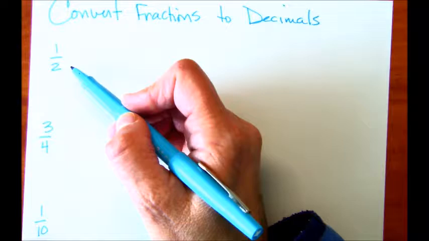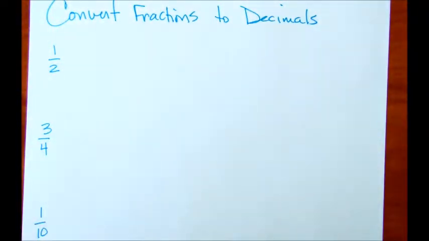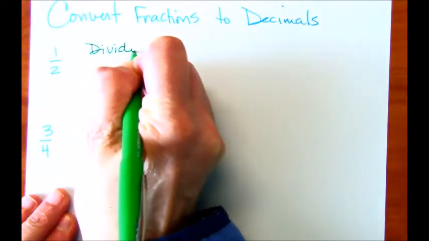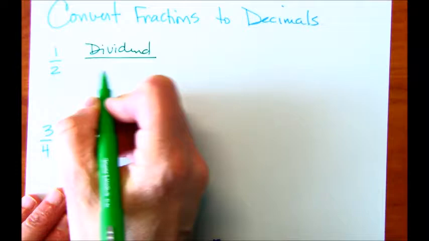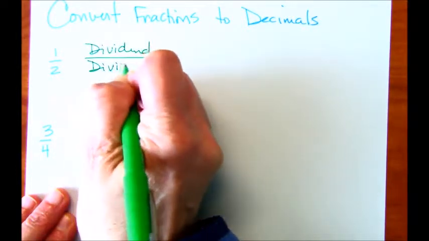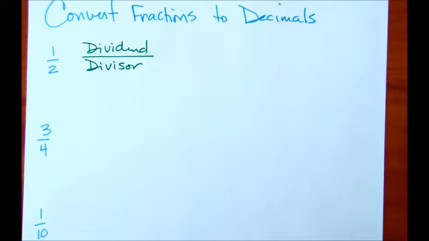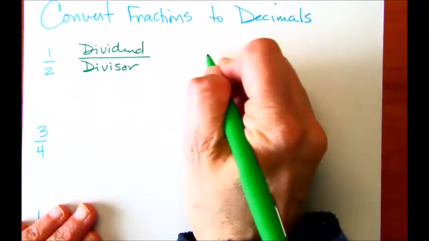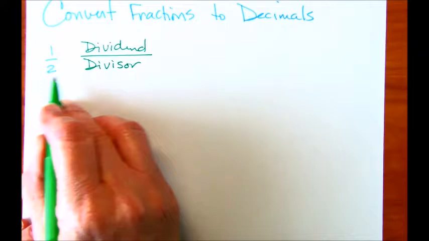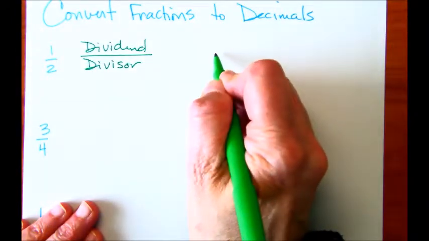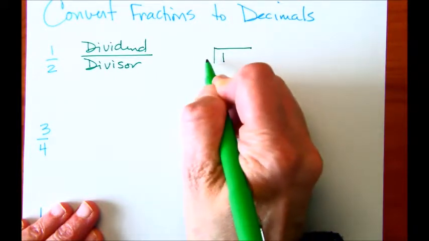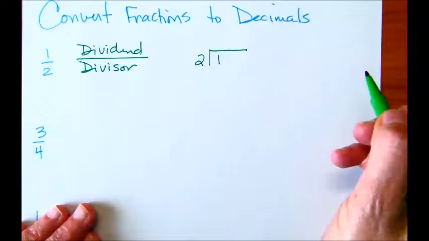as a division problem. And in this case, the numerator becomes the dividend, and the denominator becomes the divisor. These are terms that we've used in the past when we talked about whole numbers and dividing. So if we rewrite this so that we can convert it to a decimal, it's going to look like this. The dividend goes underneath the symbol 1, and the divisor is always on the outside.